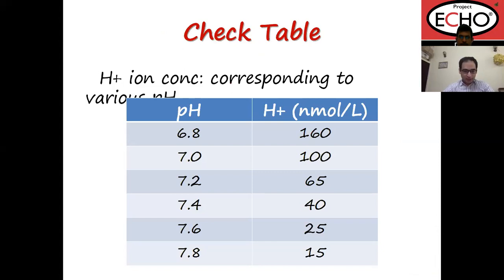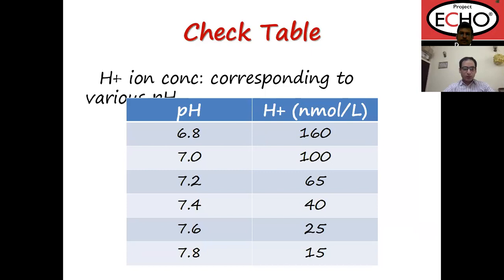You see whether the H positive ions you are getting correspond to the pH shown in the blood gas or not. If it is corresponding, that means the machine is calibrated. If it is not corresponding, that means you need to calibrate your machine. This is a simple bedside test which can tell you whether your machine is calibrated or needs calibration. It is not exactly accurate, but it gives a fair estimation.